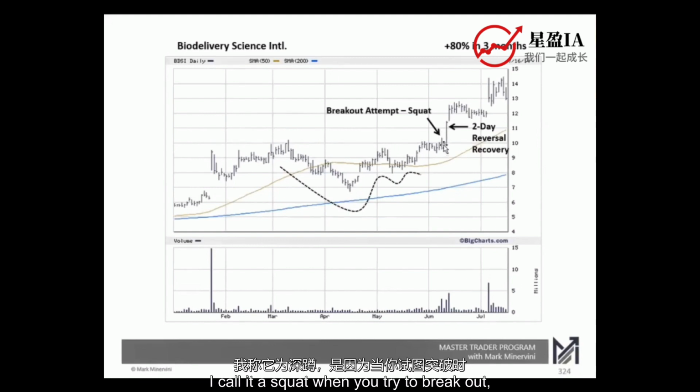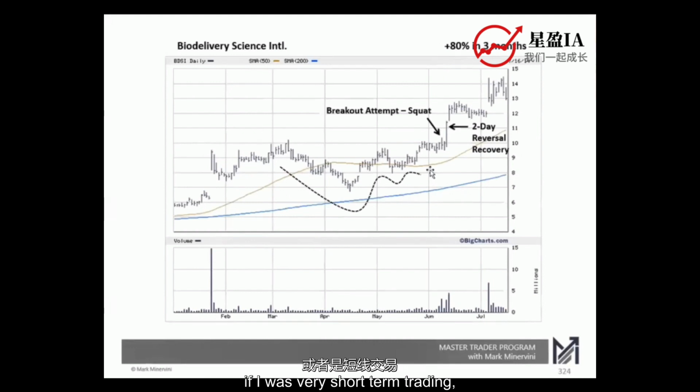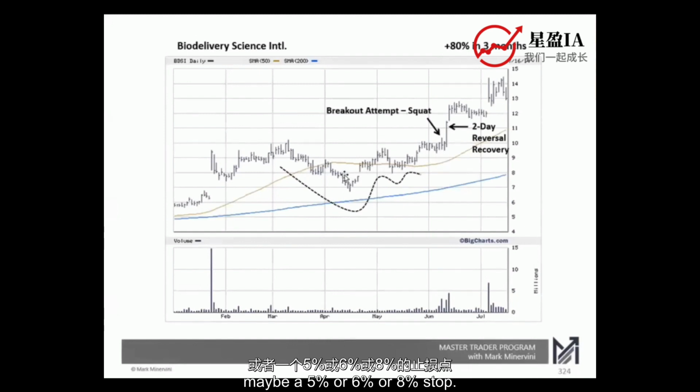I call it a squat when you try to break out. You can see right here how the stock tries to come out and then it pulls back. Now, once that happens, I almost never sell the stock just because it's squatted, particularly if I'm swing trading. If I was very short-term trading, maybe, if my stop was super tight. But for swing trading, I would already probably have a stop in below the low of the pivot, or maybe a 5 or 6 or 8% stop. So that probably wouldn't trigger the stop.